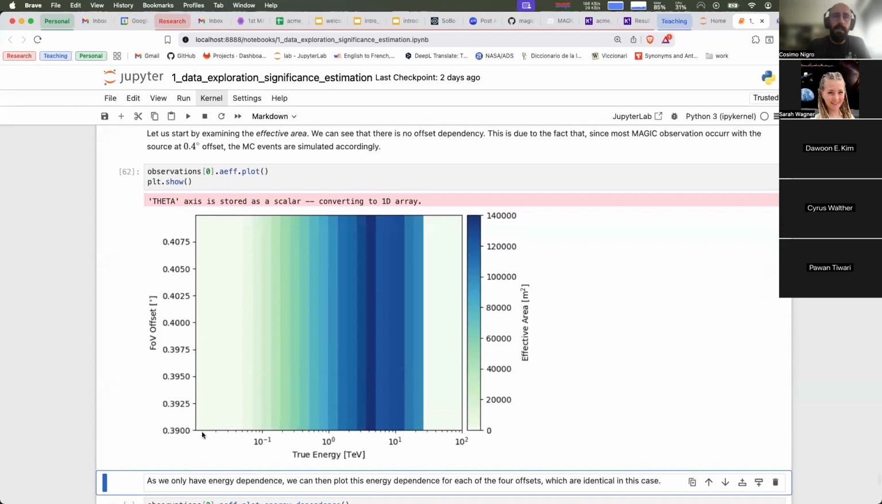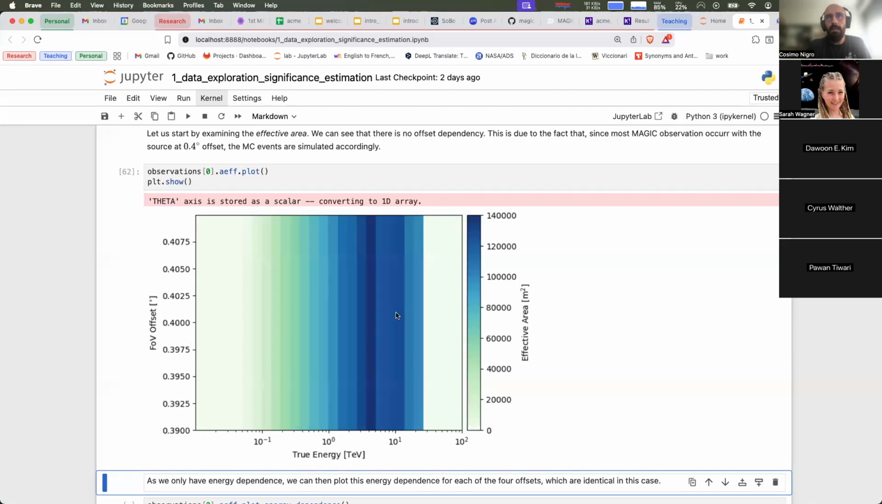In general, the IRF are a function of the true energy and of the offset, that is, the distance from the camera center in Cherenkov telescopes, let's say from the center of the field of view. In this case, we see that we really don't have a dependency on the offset. Basically, we have a narrow range in offset, and the value is always the same.